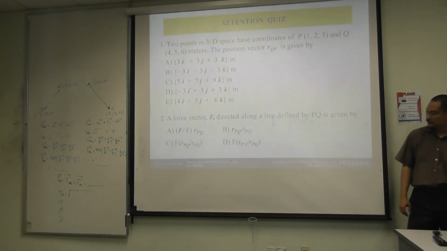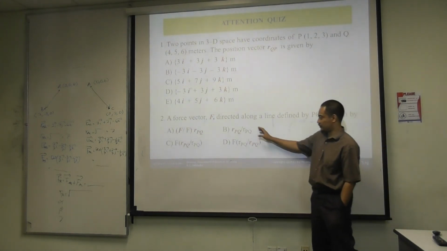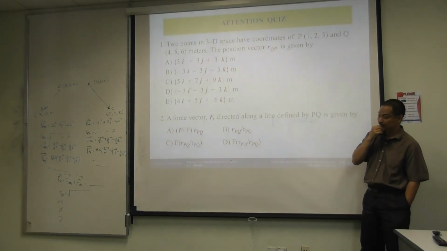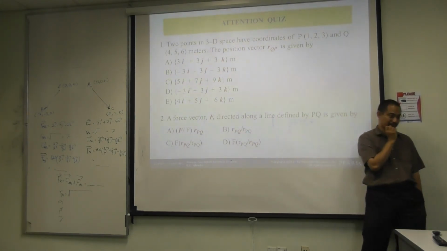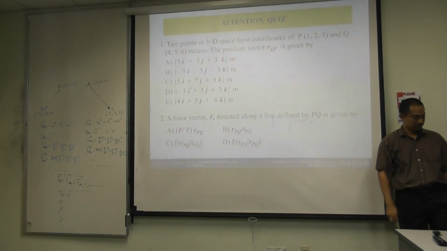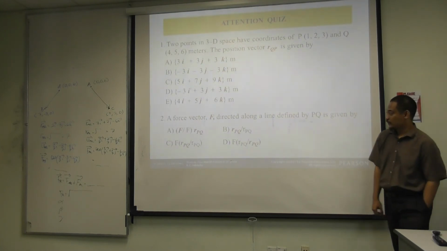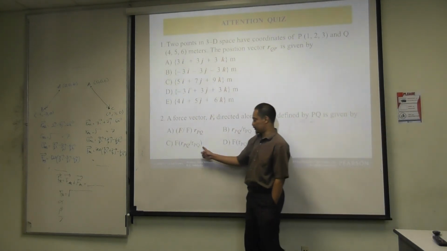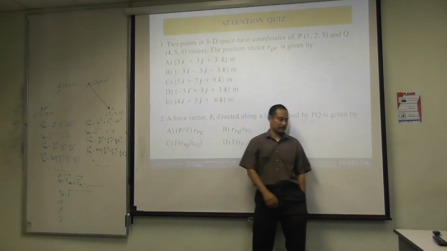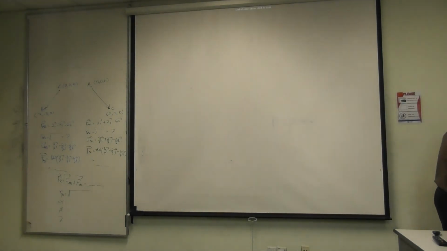If force is directed along PQ, then it can be expressed as which one? Which one will be equivalent to F? What is this one if you notice? This is equal to U, right? So you just multiply by the magnitude, you get the F vector, right? Okay, that's the end of this part.